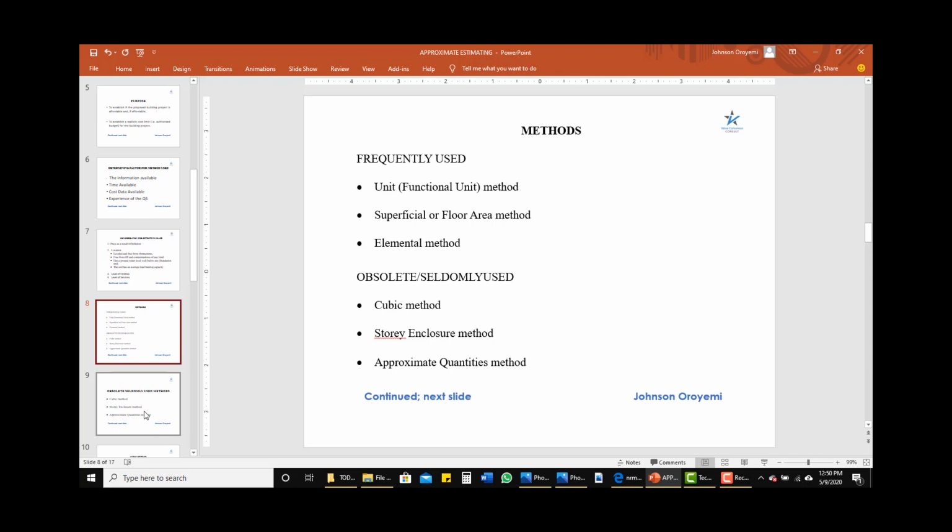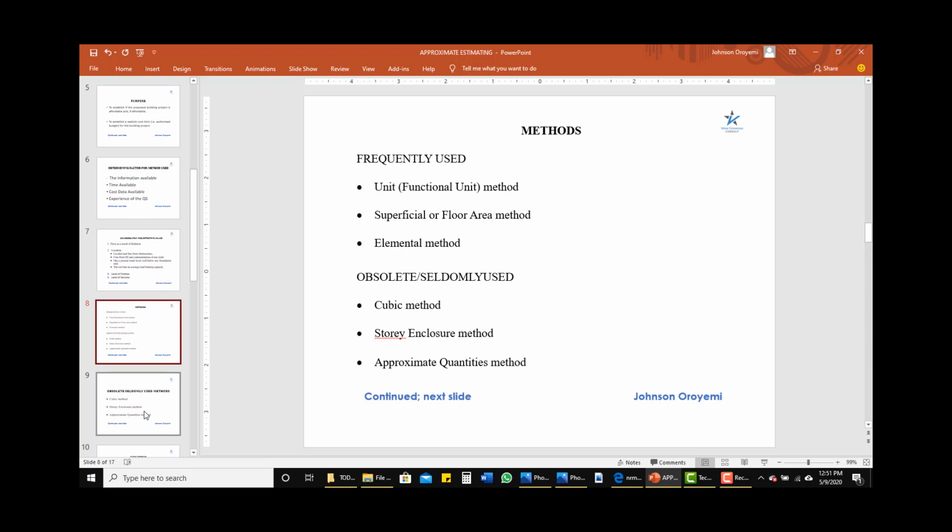Now, we also have some other methods which are frequently used. They are the ones mostly in use these days, and the first one is the unit method. I put in brackets functional unit method, because when you're talking about the unit method, you're talking about the functional unit of that construction project. Like when you're talking about a hostel, a bed space. If you're talking about a car park, you're talking about a car park space. So that's what is meant by functional unit method.